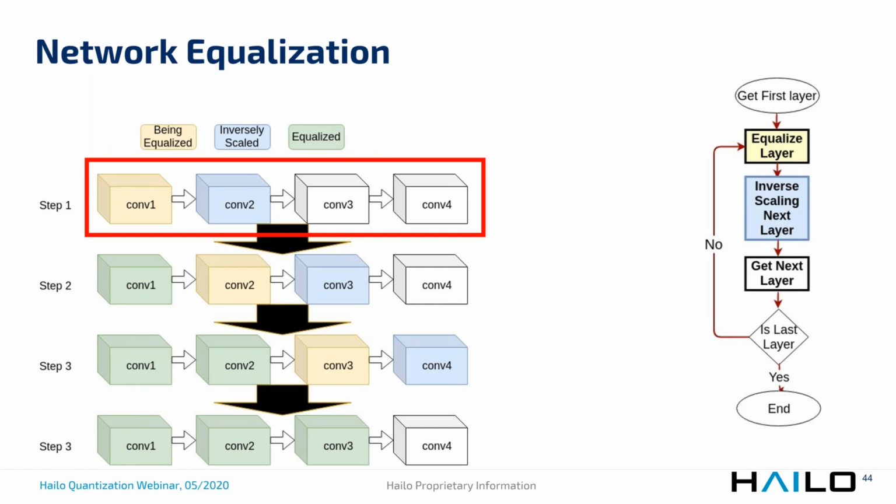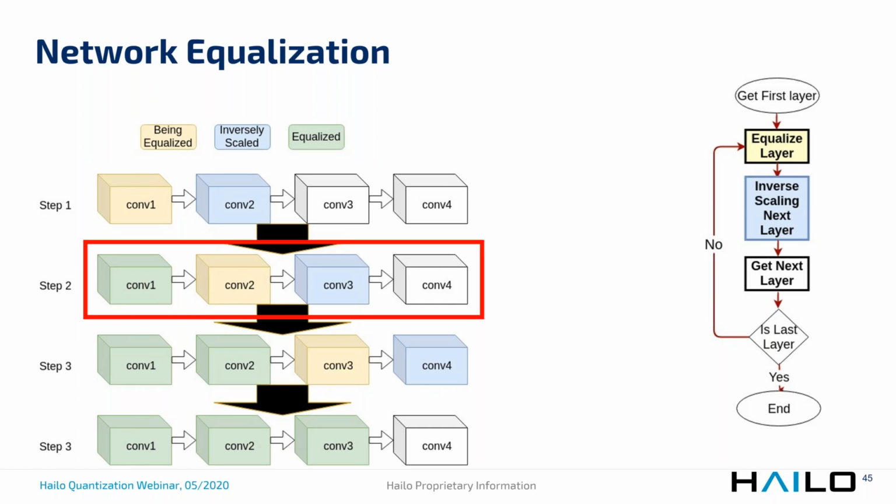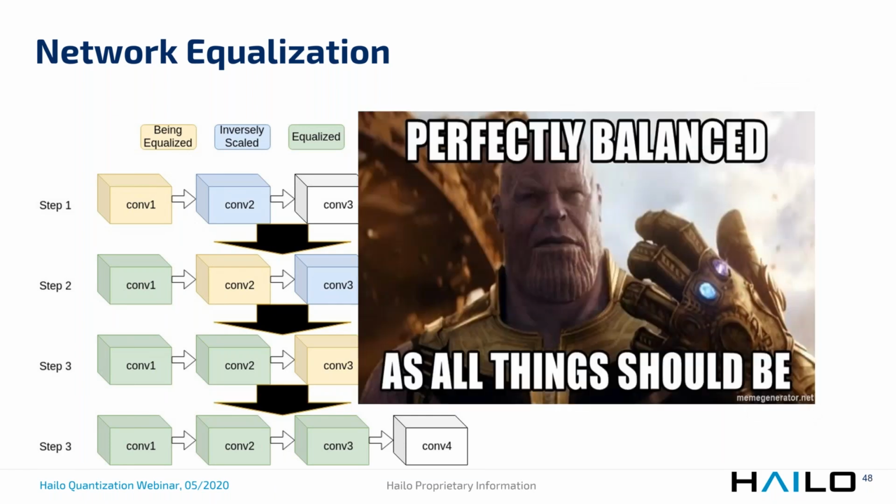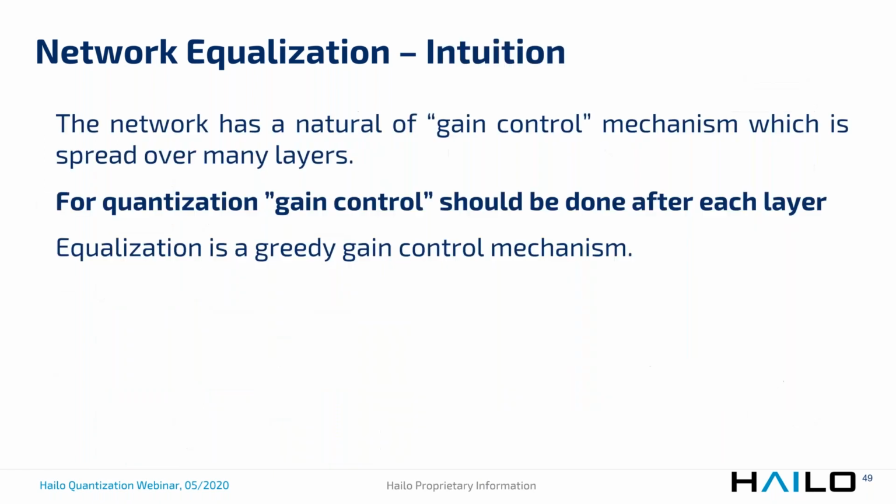We start with the first layer, conv1, and we're equalizing it, and we're inversely scaling the second layer. And in the second step, we're now equalizing conv2, which before that was inversely scaled, but now we're using conv3 in order to compensate. And we continue until we reach the end of the network. And by the time we reach the end of the network, everything is perfectly balanced, as all things should be.